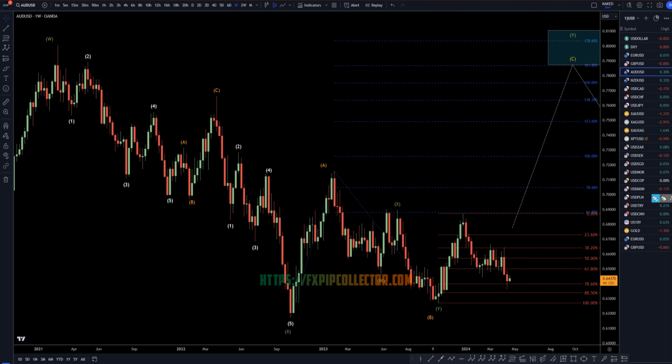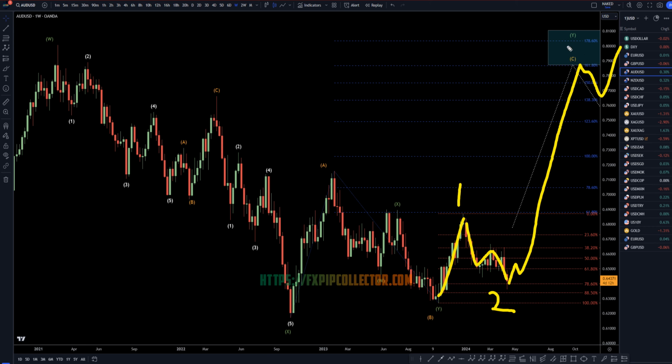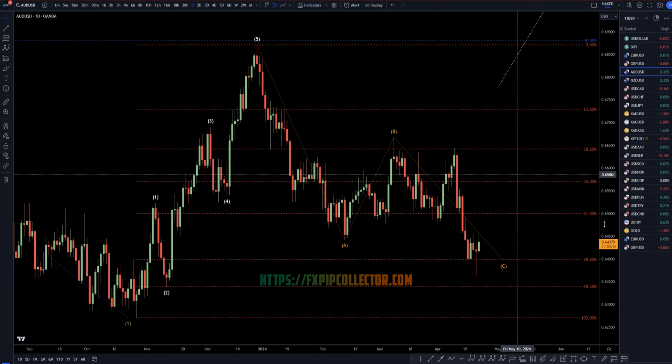On the weekly, I'm still looking at this first push up as a wave 1 of C. I still think this push down is a wave 2 of C. I still think it's eventually going to make its way up and make a wave 3, a wave 4, and a wave 5 of wave C, which is a wave C of wave Y, I believe. Just like what I was showing on the monthly time frame. So taking it down to the daily time frame.